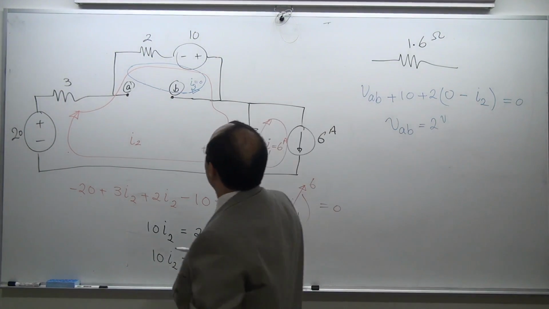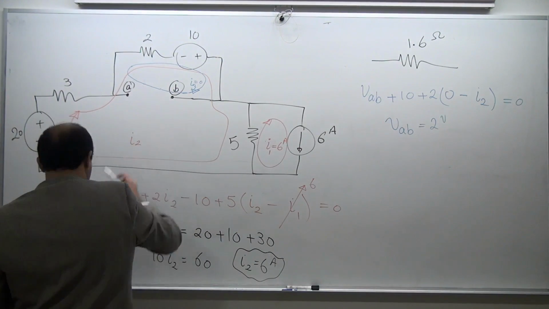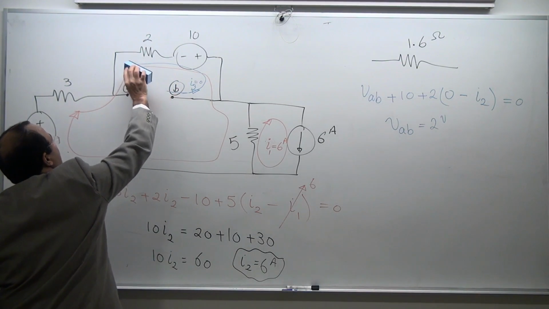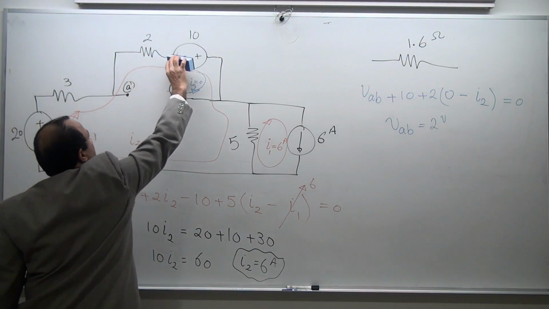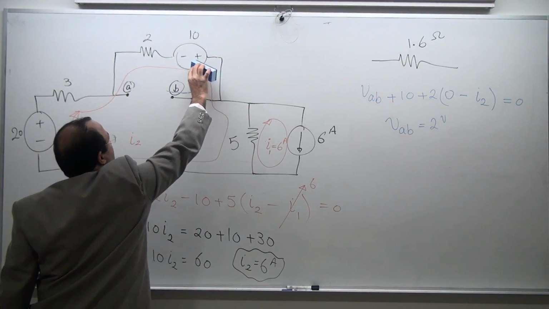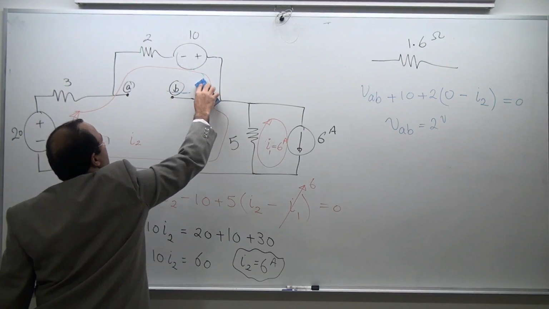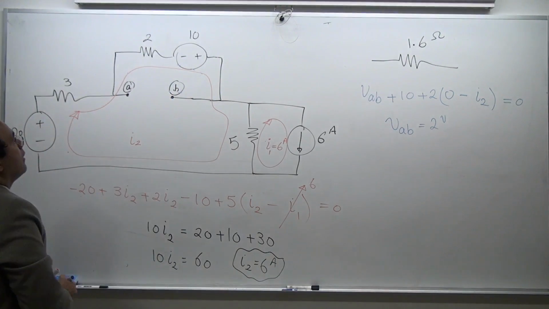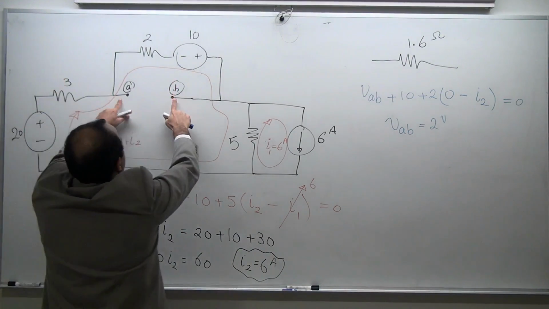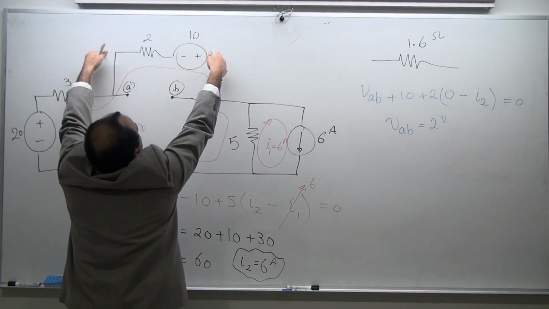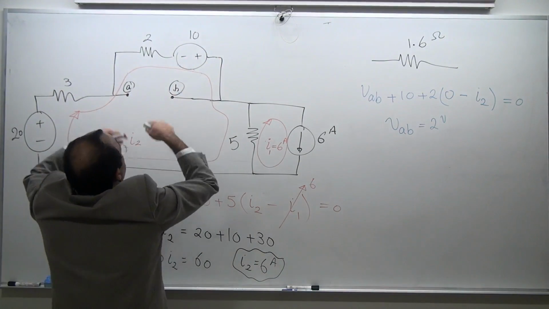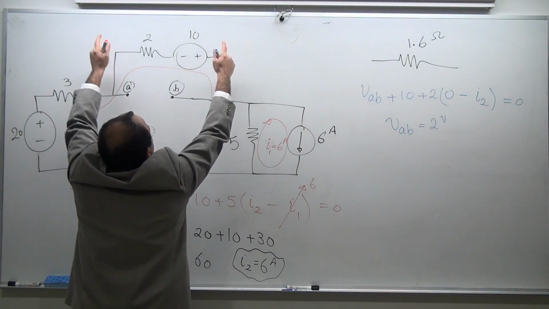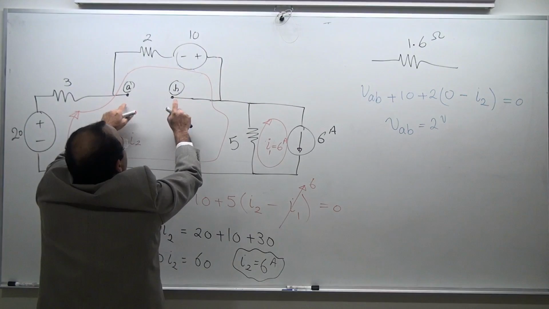Another way of doing it is obviously to say VAB. Another way of looking at it. Again, this is all a visual context. How do you see this? Okay. Another way of looking at it is this. This is in parallel with this. Right? This is in parallel with this. This voltage is the same as this. So if I find this voltage, I found this voltage.